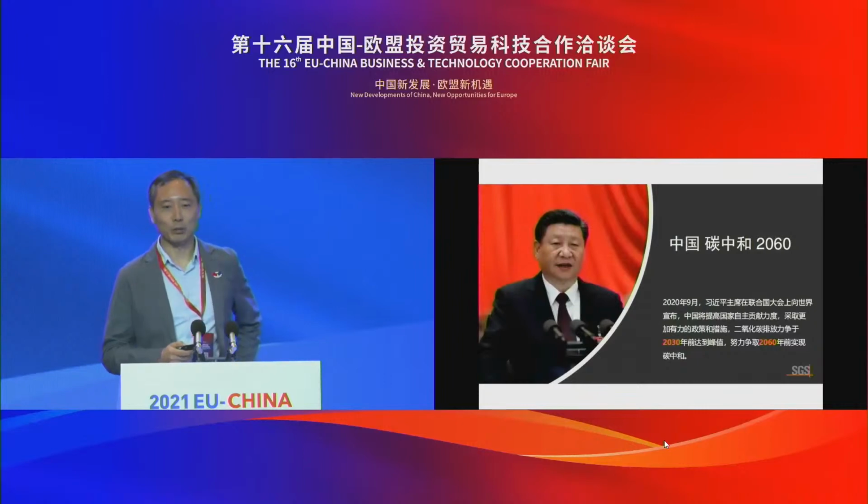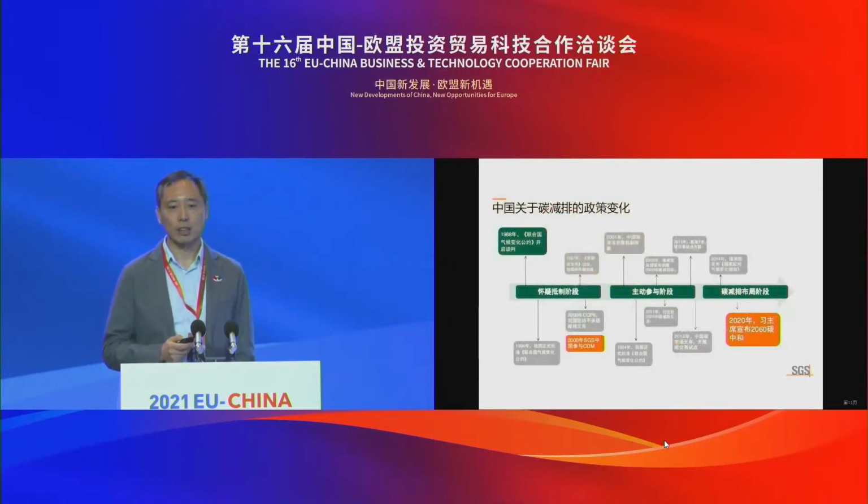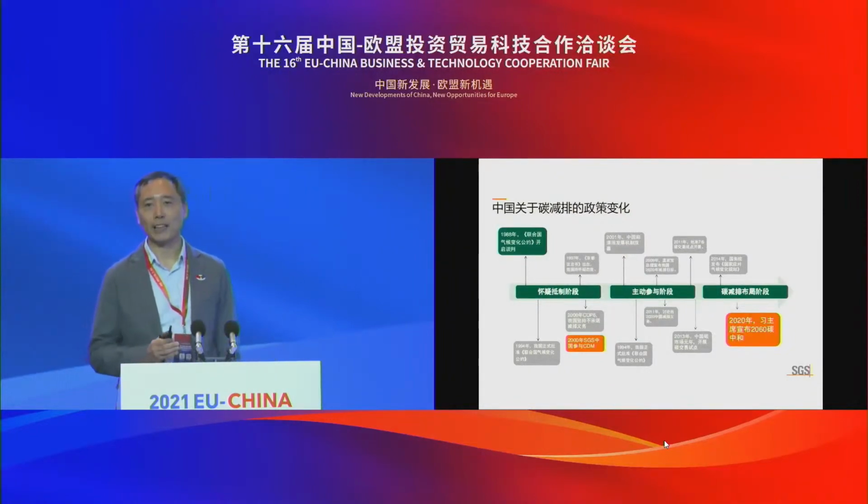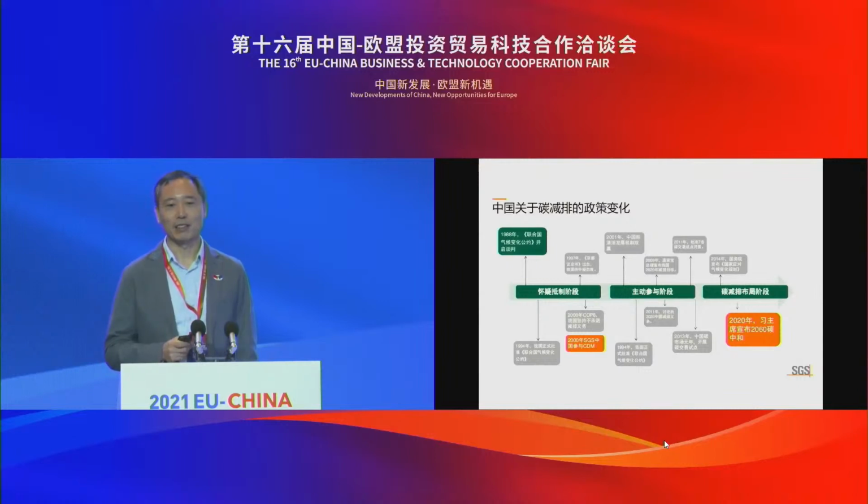And everyone knows this picture. This is General Secretary Xi in September 2020 at the United Nations Assembly declaring to the world that we will achieve a carbon peak by 2030 and carbon neutrality by 2060. This is not a business that could be done in one day.